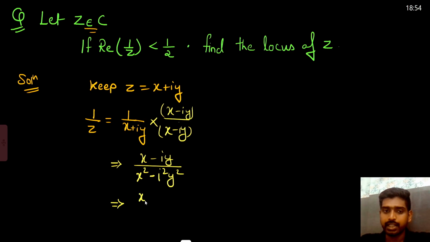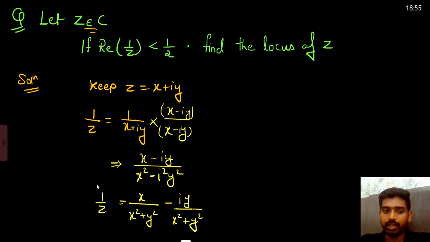So here we will get x upon x square plus y square minus iota y upon x square plus y square. This is my complex number 1 upon z.